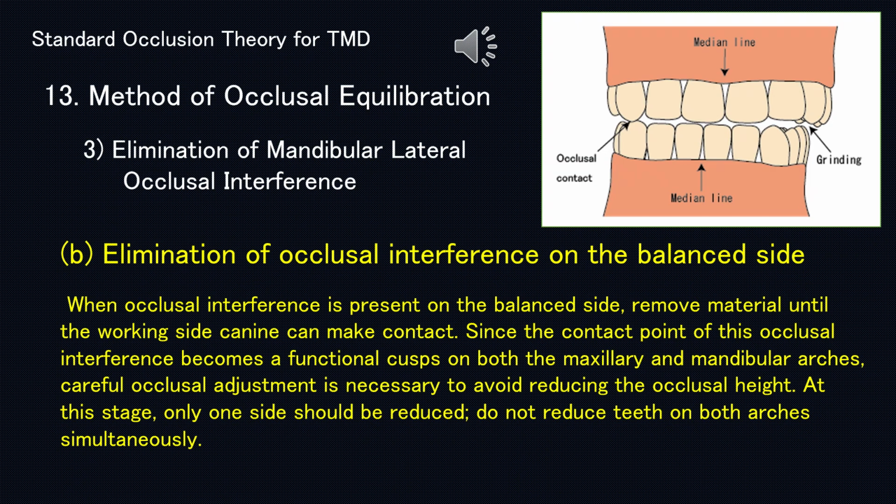When occlusal interference is present on the balanced side, remove material until the working side canine can make contact. Since the contact point of this occlusal interference becomes a functional cusp on both the maxillary and mandibular arches, careful occlusal adjustment is necessary to avoid reducing the occlusal height. At this stage, only one side should be reduced. Do not reduce teeth on both arches simultaneously.